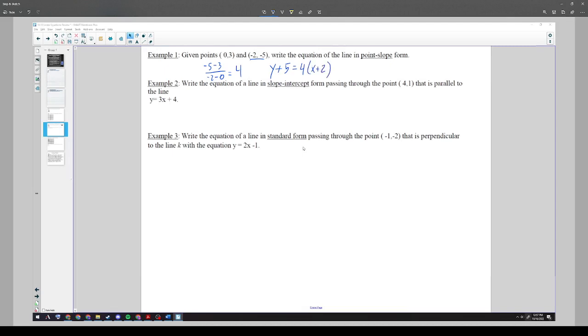If you wrote it the other way, it would be y minus 3 equals 4 just times x, because x minus 0, the 0 goes away.